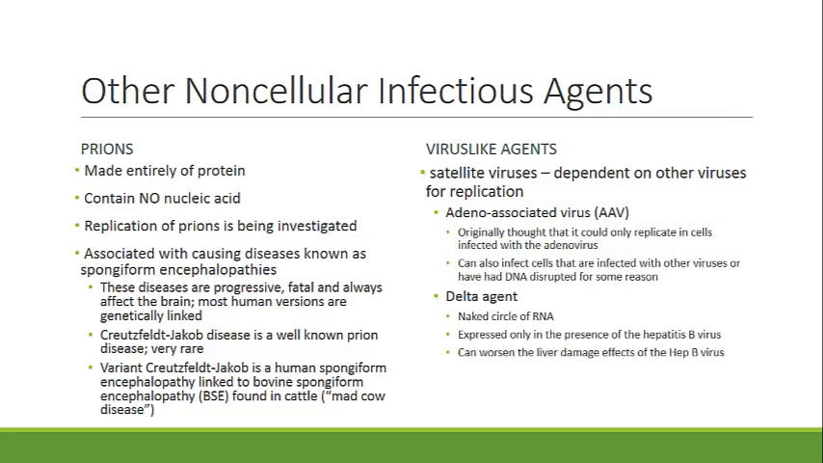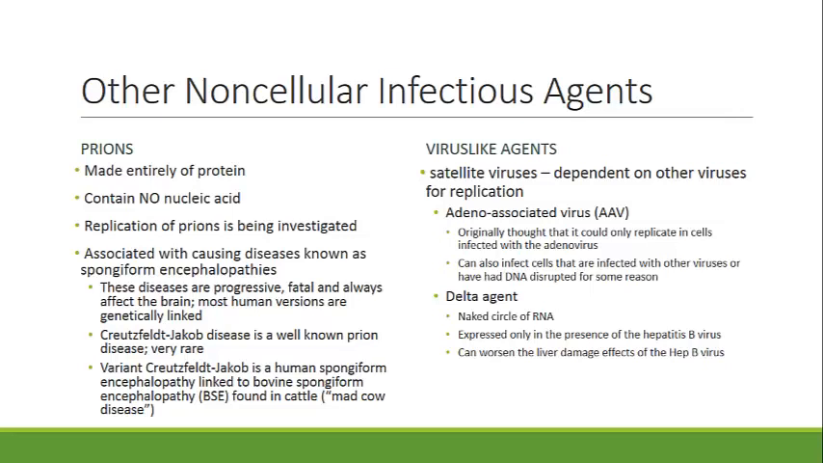Variant Creutzfeldt-Jakob disease, or vCJD, is a human spongiform encephalopathy that is linked to bovine spongiform encephalopathy, or BSE, and that's found in cattle, and you might know it from its common name, mad cow disease. And so there appears to be some type of link between the genetic variation and the bovine form for the variant Creutzfeldt-Jakob disease. There are other non-cellular infectious agents known as the virus-like agents, and we call them the satellite viruses.